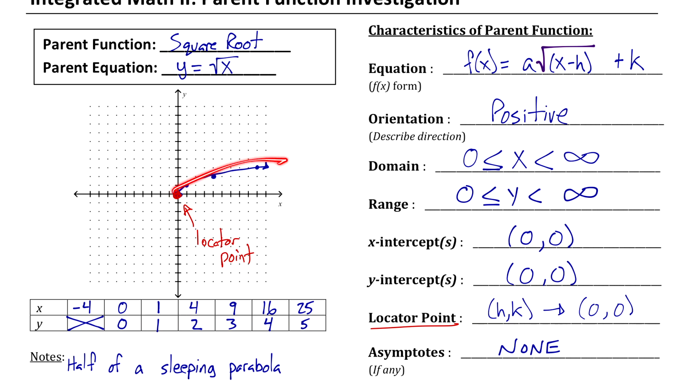All right, so there's your locator point, and positive. It's headed in a positive direction, and you'll notice the domain. I can only plug in x values that are greater than or equal to 0, right? I can no longer plug in negative numbers for this to work. And because I can only plug in positive numbers, I'm only going to get positive outputs. So my range will always be something positive as well.